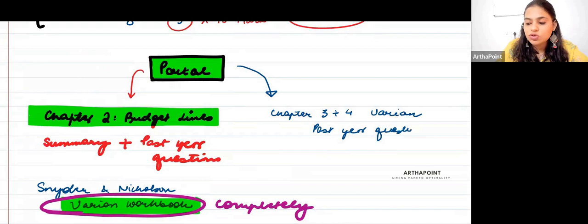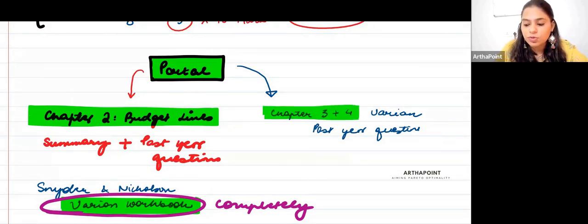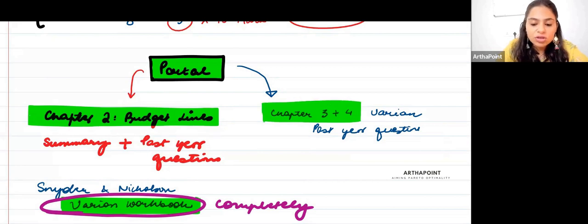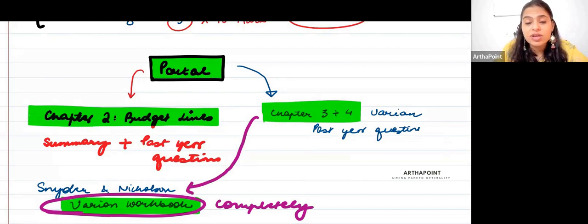So the aim should be that when you come back on next Saturday, you should have read chapter 3 and 4 from the portal. You should have looked at all the questions posted in the portal from the Varian Workbook. And if you are actually aiming at doing masters in economics, then you should also look at all the Snyder and Nicholson questions. They will give you a greater edge over other students.